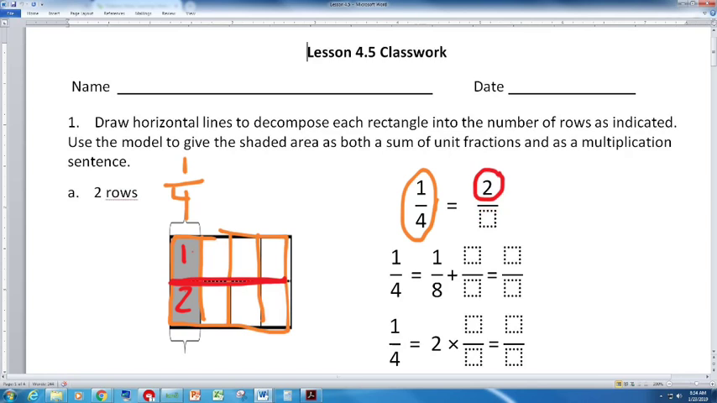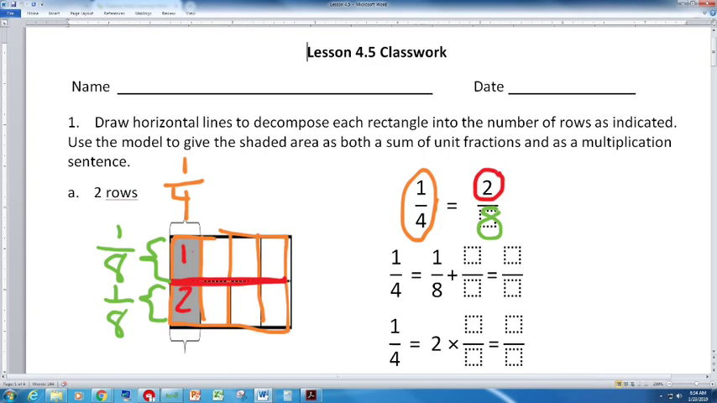Okay, let me change that color. That's not a very bright color. 8 boxes. So what we have is 1/4 equals 2/8, because this little box right here is worth 1/8. It's worth one box out of 8. Same with this one. It's worth 1/8.